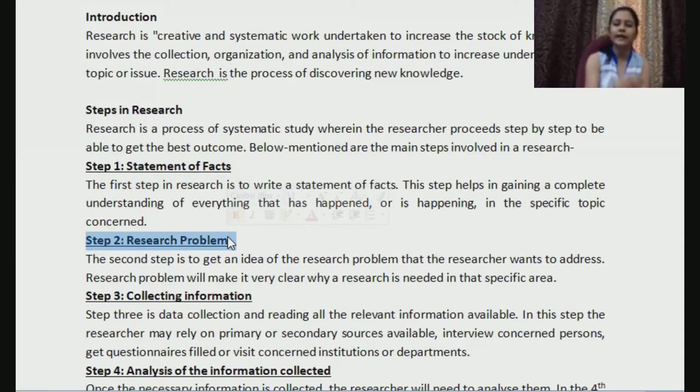When can you do it? Only when there is a problem, right? So the second step is research problem. What you do is you get an idea of the research problem the researcher wants to address. You get an idea that, okay, fine, the criminal justice system in India is not working fine. It needs some attention. That is the second step when you identify the problem. The research problem will make it very clear why research is needed in that specific area, right?